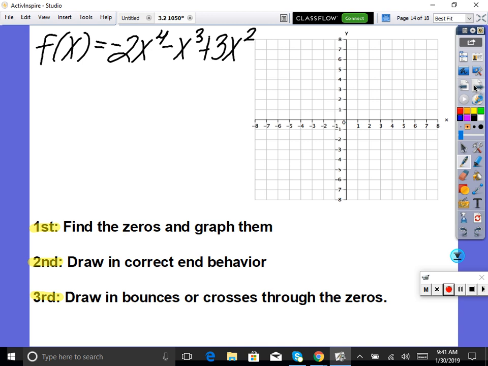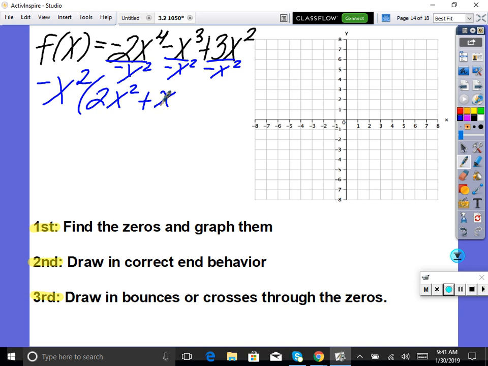Okay, so first we got to factor it. So I would pull out probably a negative x squared. So divide by negative x squared, divide by negative x squared, divide by negative x squared. So then left in my parentheses is 2x squared plus x minus 3. Now we have a quadratic, and we're going to have to long factor because our leading coefficient's 2, so it multiplies to be a times c. What multiplies to be negative 6 and adds up to be 1? 3 times 2, negative 2.